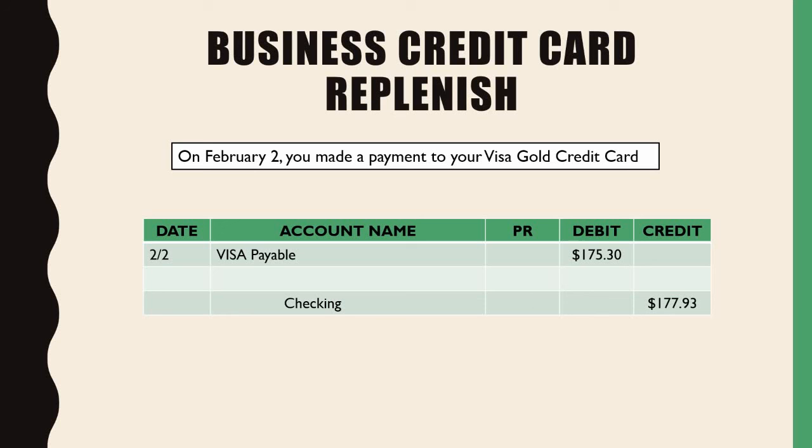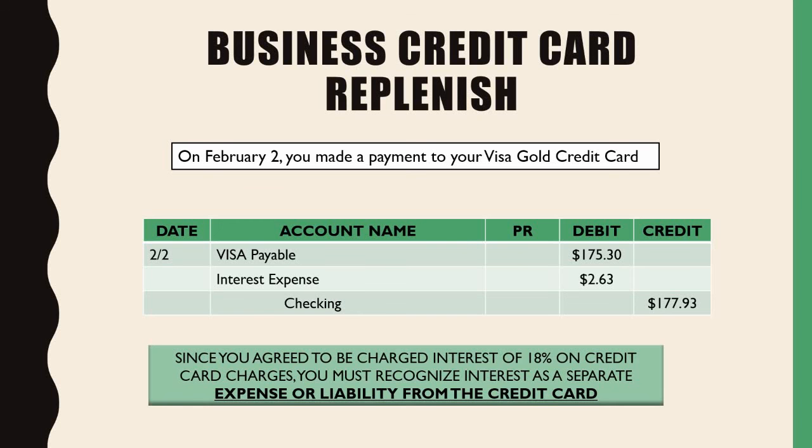But I'm going to pay off the entire bill, because I owe $177.93. So because I owe this much money, I'm going to pay the full amount. That means I'm paying off my credit card that I owe for $175, and I'm also paying interest of $2.63. So once again, interest is usually calculated as a separate thing.